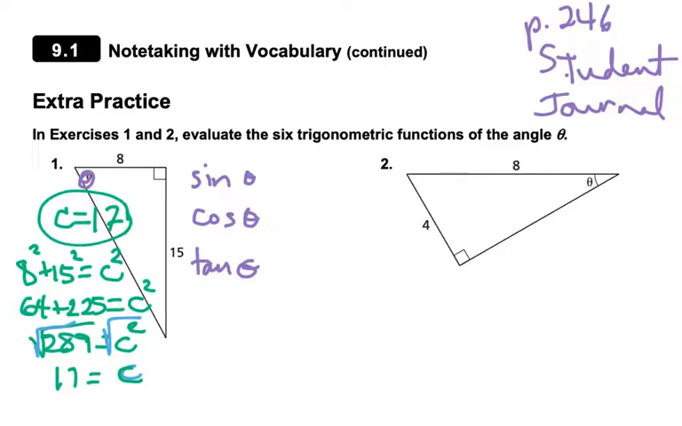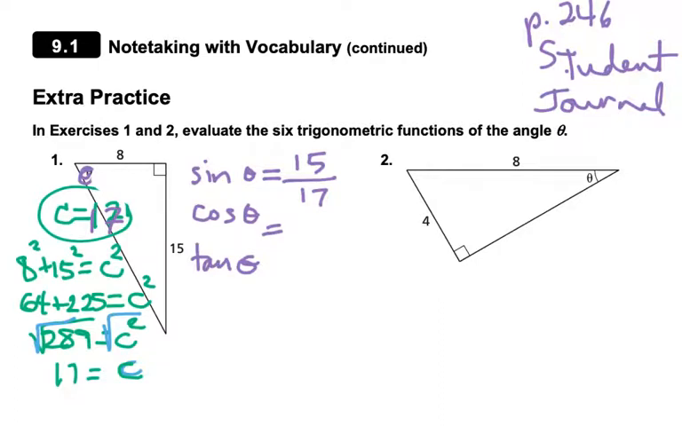Okay, so sine theta is, here's theta, the opposite side is 15. And the hypotenuse is 17, so that's what sine is. Cosine, if you'll recall, is the adjacent side over the hypotenuse. So cosine is 8 over 17.